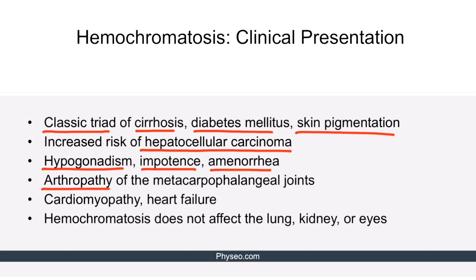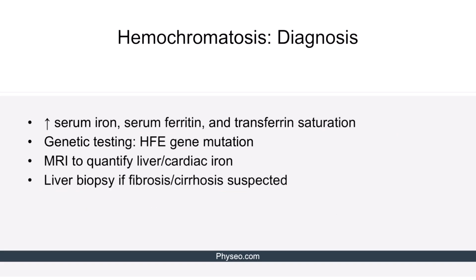Arthropathy, especially of metacarpophalangeal joints, may be seen due to calcium pyrophosphate deposition. Cardiomyopathy, either restrictive or dilated, can be found and subsequently leads to heart failure. It should be noted that hemochromatosis does not affect lungs, kidney, or eyes. The best initial tests for hemochromatosis are iron studies, which show increased serum iron, increased serum ferritin, and increased transferrin saturation. Genetic testing, which detects HFE gene mutation, is also indicated.